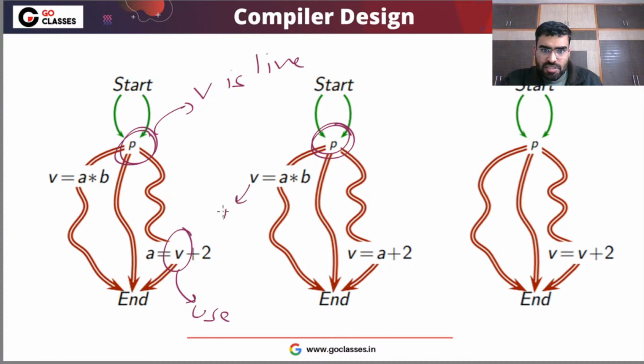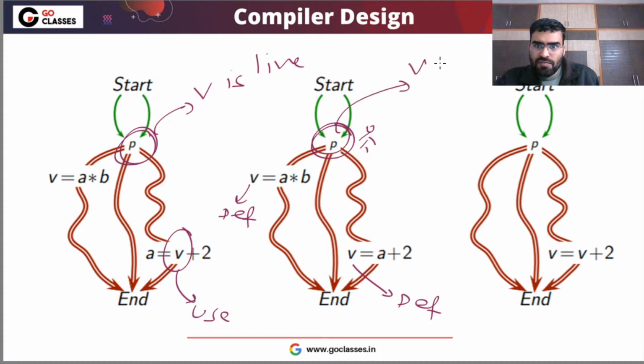You can notice this is a definition, and this is also a definition. We are not using v in the future. If you are here, we are not using v; here, we are not using v. That is the reason I can say here v is dead.